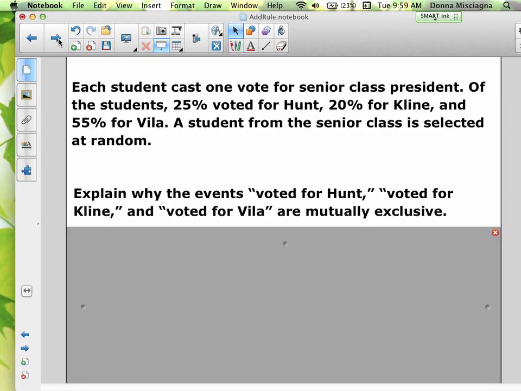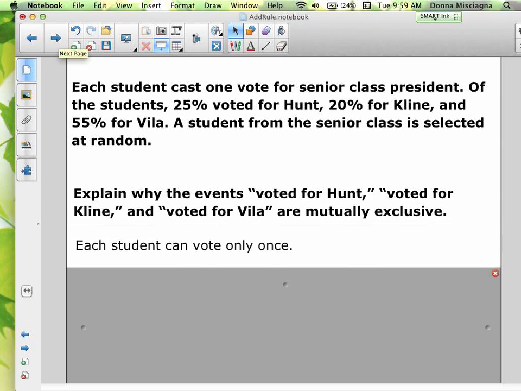Each student casts one vote for senior class president. Of the students, 25% voted for Hunt, 20% voted for Klein, and 55% voted for Vila. A student from the senior class is selected at random. Explain why the events voted for Hunt, voted for Klein, and voted for Vila are mutually exclusive. Each student can only vote once, right? You get to vote one time.